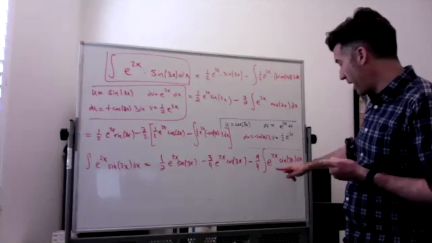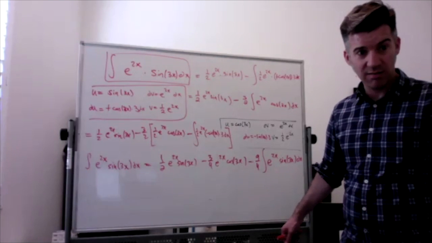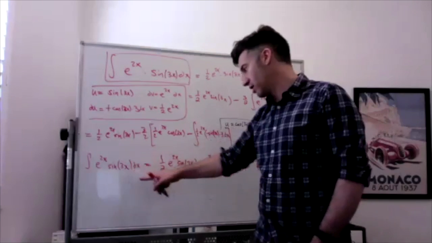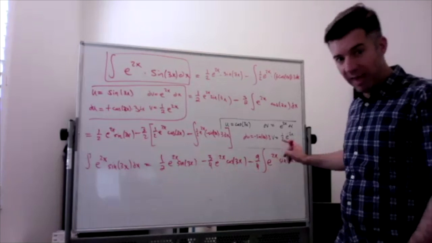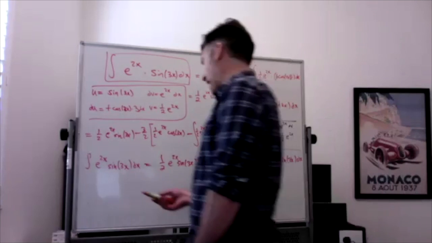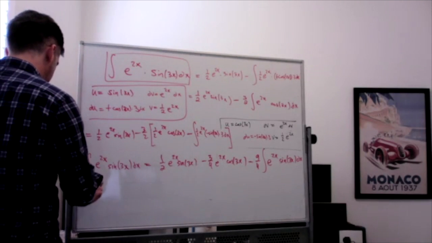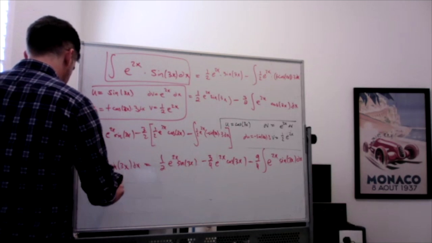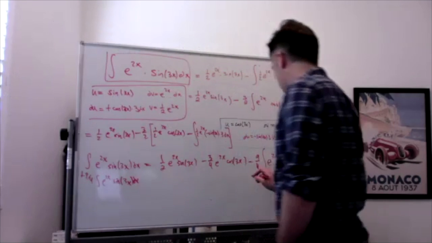And look, we're back to the integral we started with. Some people like to call this capital I. And like capital I equals 1/2 this minus 3/4 this minus 9/4 I, and they add 9/4 I to both sides. I think you can also just add the integral. So if I add this to both sides, so I add 9/4 integral of e to the 2x sine of 3x, and I add it over here as well.